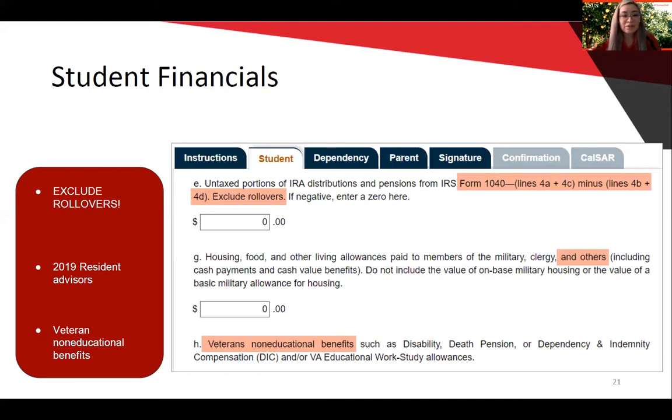The next question is referring to veterans non-educational benefits. If you received any non-educational benefits for veterans, that must be reported on the FAFSA or CADAA, and it'll be under this section. Next slide, please.